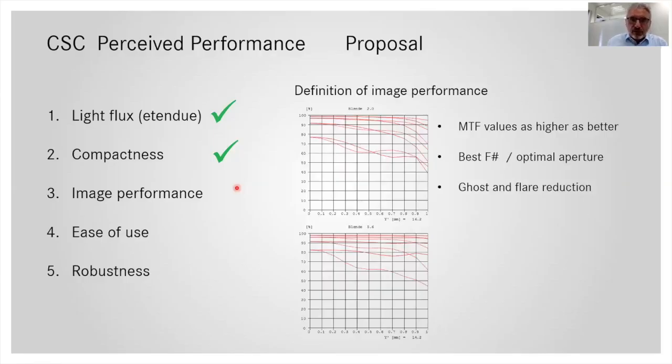So image performance is defined, for example, by MTF values, the higher the better, and by the best F number. Best F number means we are very often asked which F number is the best to get the best performance. This is based on knowledge from the past, and I will talk about that a little more in detail later. Ghost and flare reduction is also a point we have to look at if we talk about image performance.